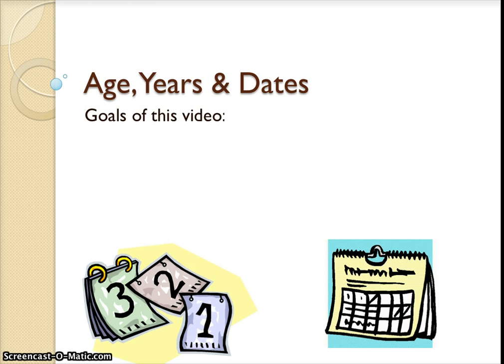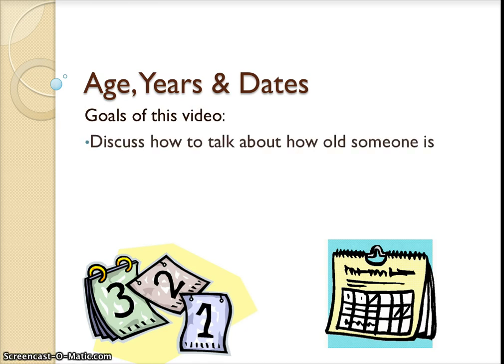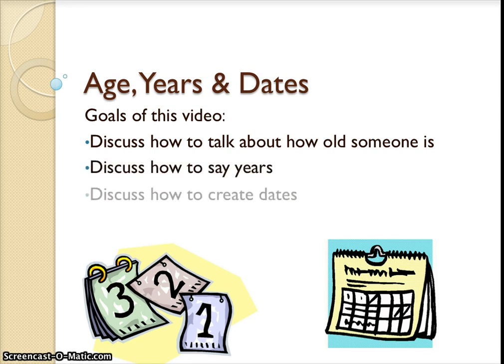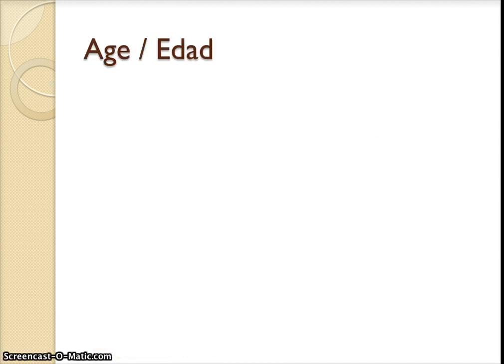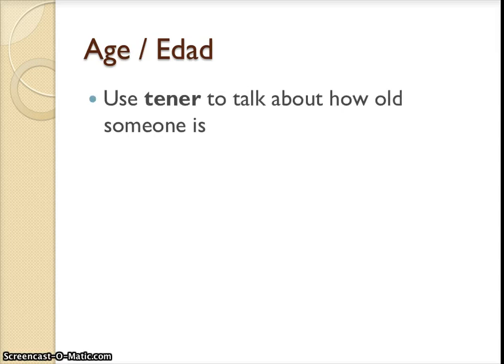The goal of this video is to discuss how to talk about how old someone is, how to say different years, and also how to create dates. So first of all, and we of course are going to be using examples and some practice. First of all, age, or edad in Español. You're going to be using tener whenever you're talking about how old someone is.